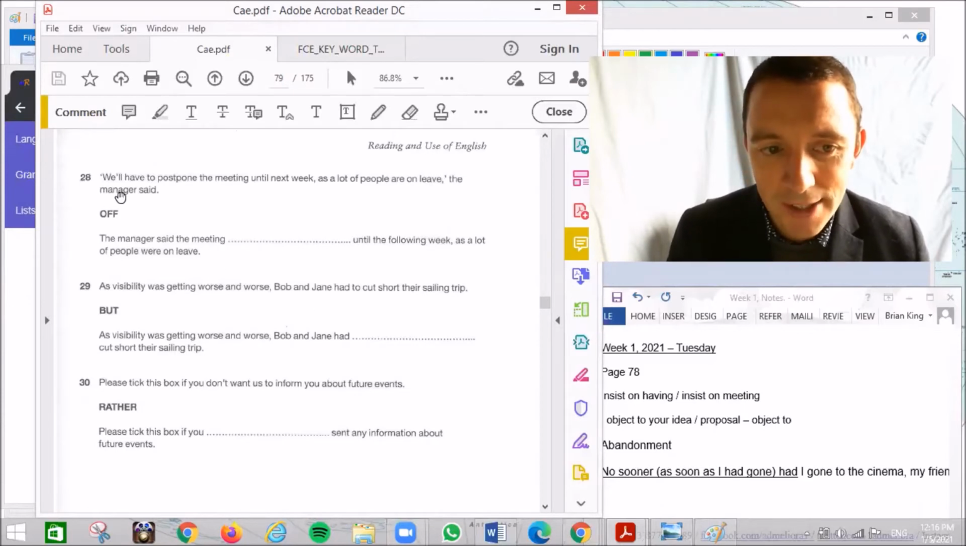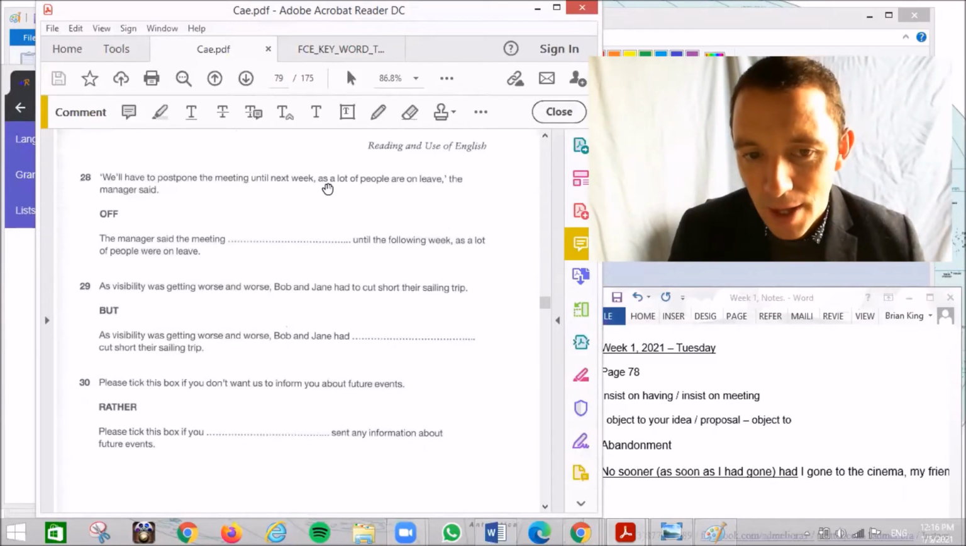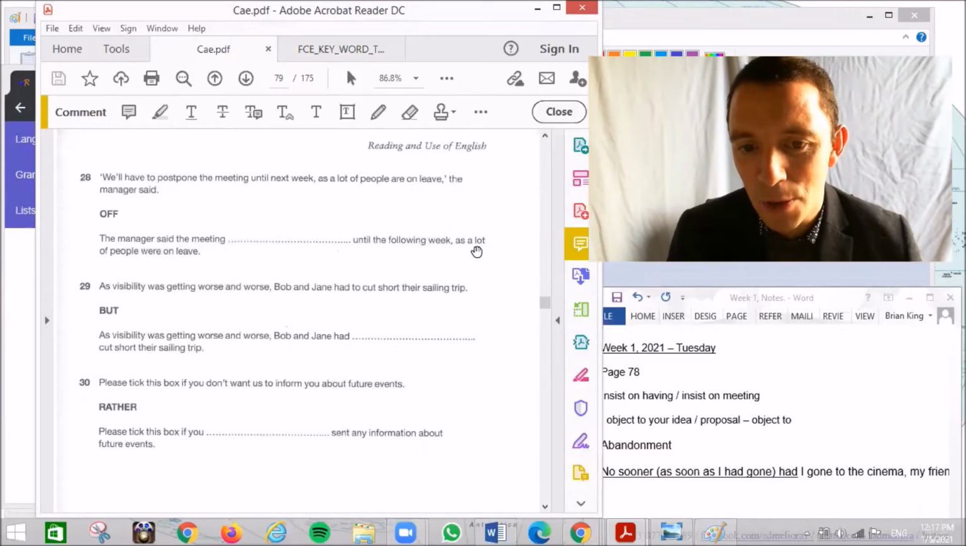Okay, so 28. First, we'll have to postpone the meeting until next week, as a lot of people are on leave, the manager said. Okay, so the manager said the meeting would be postponed until the following week, as a lot of people were on leave.